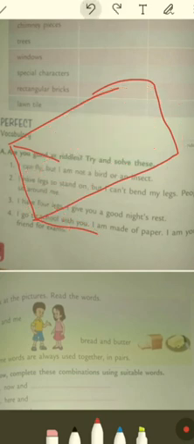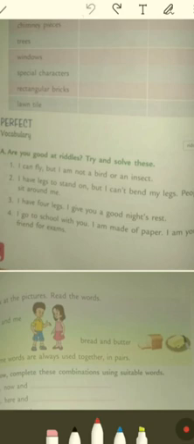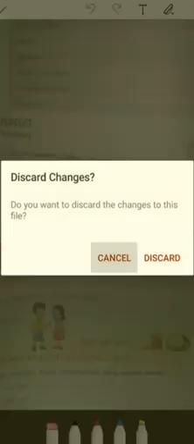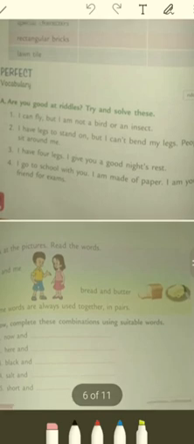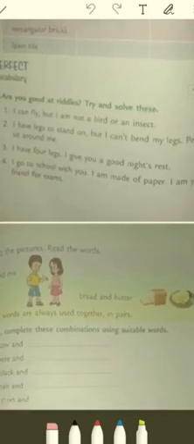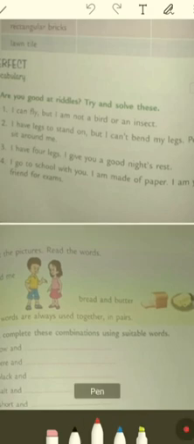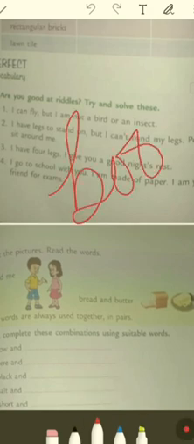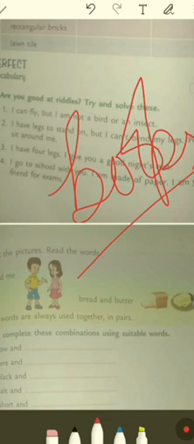Can you try number 4 on your own? What does it say? I go to school with you. I'm made of paper. I am your friend for exams. What is it? Books, right?